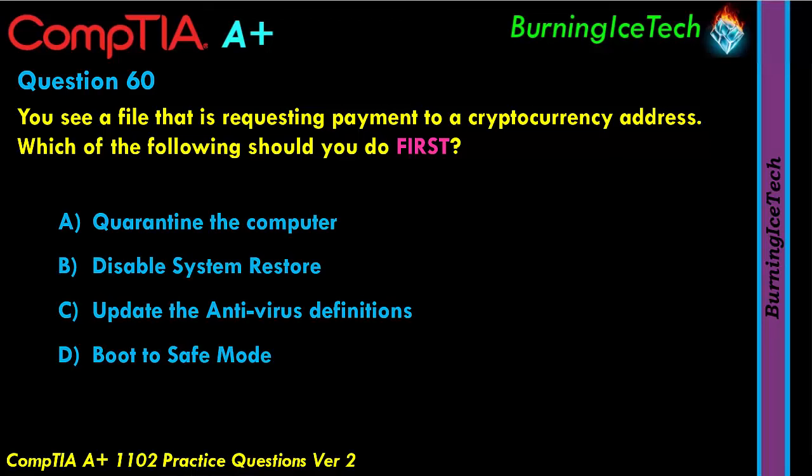Is it A, quarantine the computer? I would say yes. Is it B, disable system restore? C, update the antivirus definitions? Or D, boot to safe mode?